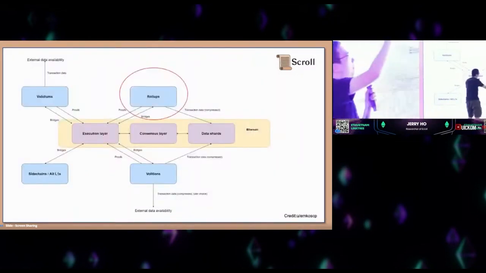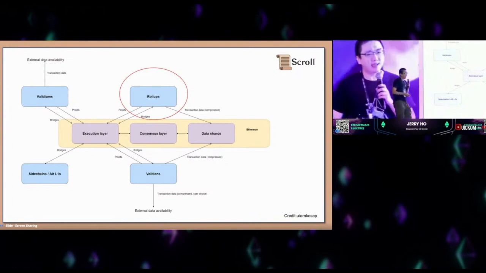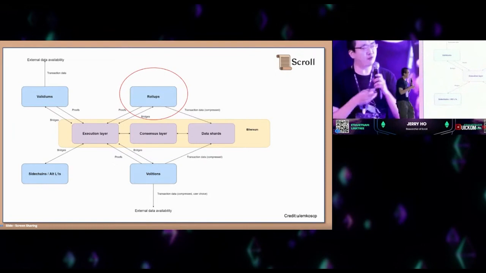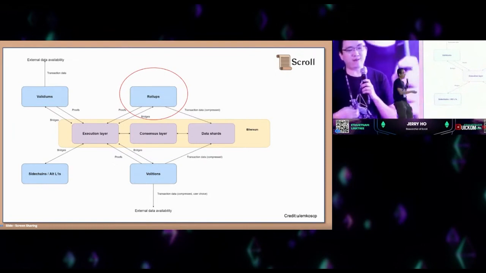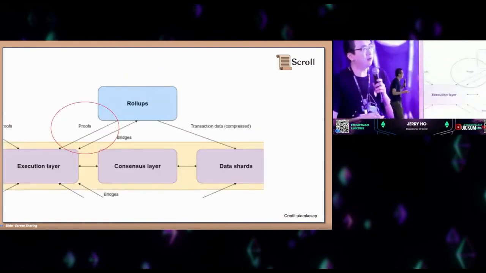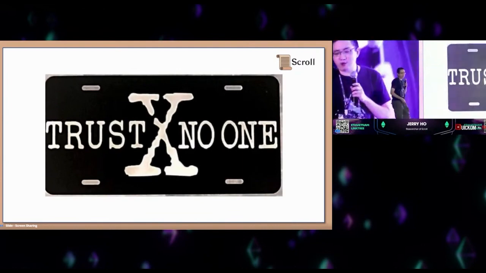So rollups have to prove to the execution layer that what they did is correct. Instead of saying you have to trust me, they say, here's a mathematical proof that I've done every step of my state transition function correctly. So proof: trust no one. Instead, we trust math, we trust the laws of nature.